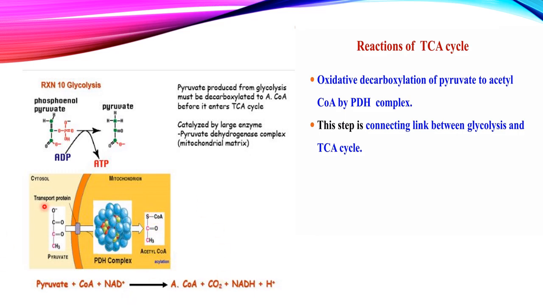This step is the most important step which links glycolysis and the TCA cycle. It links glycolysis, where our end product is pyruvate, by converting it into acetyl-CoA inside the mitochondria, and this acetyl-CoA enters our TCA cycle. Thus, this is one of the most important steps connecting both pathways, glycolysis as well as the TCA cycle.